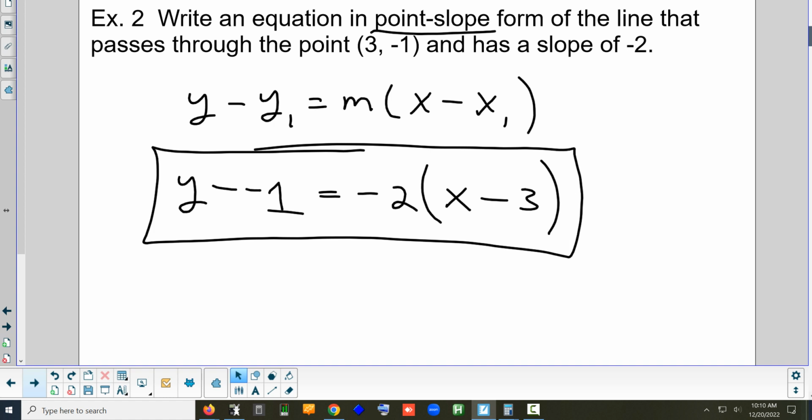Well, there's one thing I could fix. When I have y minus -1, what really happens when you minus a minus? It makes it a positive. So instead of writing minus a minus, I'm just going to make that a plus. And that is your final answer. And what's this called? Is this point slope or slope intercept? Yeah, this is point slope. Yep. And that's it.